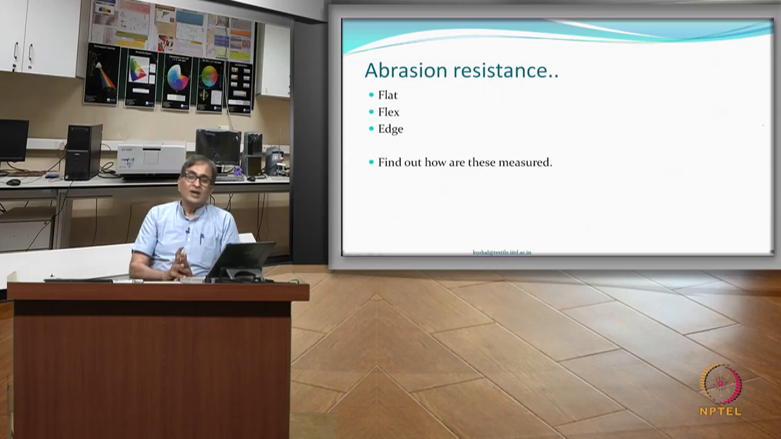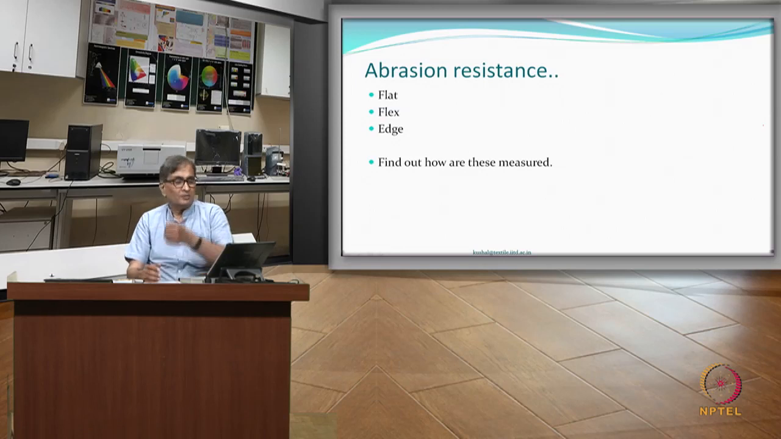Finally, let us look at another property which we call abrasion resistance. Abrasion resistance in textiles is measured as a flat abrasion, where you rub surfaces, or a flex abrasion, like bending, where the fabric bends over itself and then abrades, or the edge abrasion, which is like in collars and cuffs. This is the way people measure abrasion. You can check which testing methods people use and how they are measured.